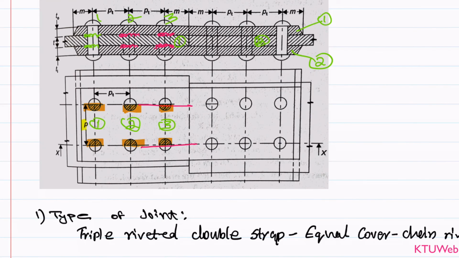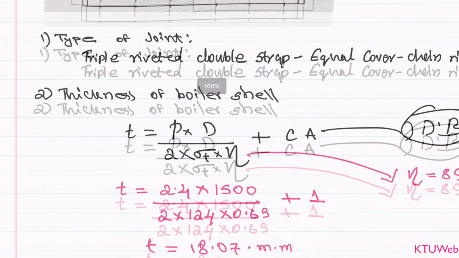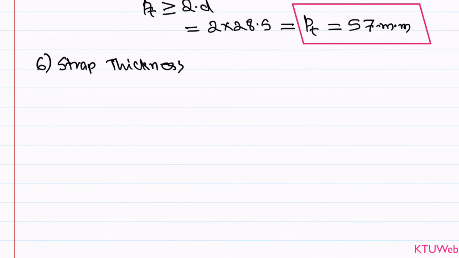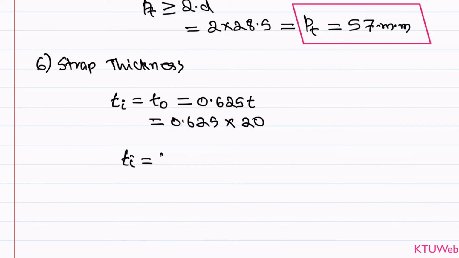Here in this problem, we have two straps. The upper strap is marked as strap number 1, and the bottom strap is marked as strap number 2. There is an upper and a lower, that is the bottom cover. We have to find the thickness of that strap, and we have a standard set of equations to find it. Since it is an equal strap, we can take T inner equal to T outer, and it will be equal to 0.625 times the thickness of the main plate. We get Ti equal to T outer, and we fixed it as 12.5 mm.